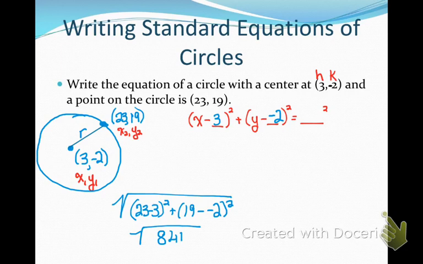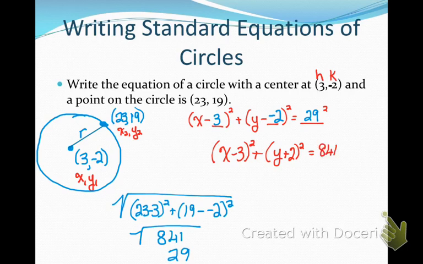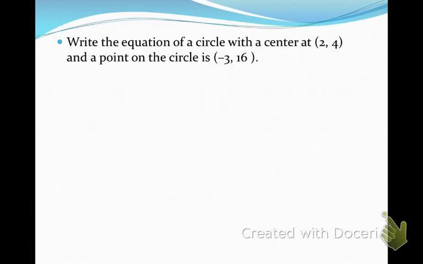And when I do, I get that my radius is the square root of 841, which is a perfect square, by the way. It's the square root of 29. So I'm going to put my radius, which is 29, in my equation, and then I'm going to simplify. I'm going to say (x - 3) quantity squared plus, and notice, since -2 was my k value, it has changed to (y + 2) quantity squared, equals the radius squared, which is 841. 29 squared is 841. Let's try another one.